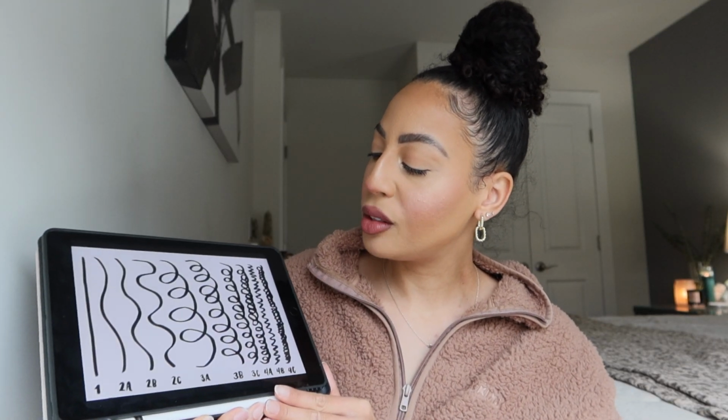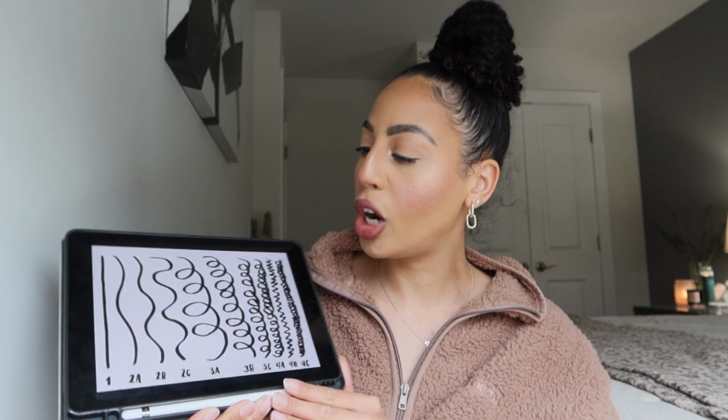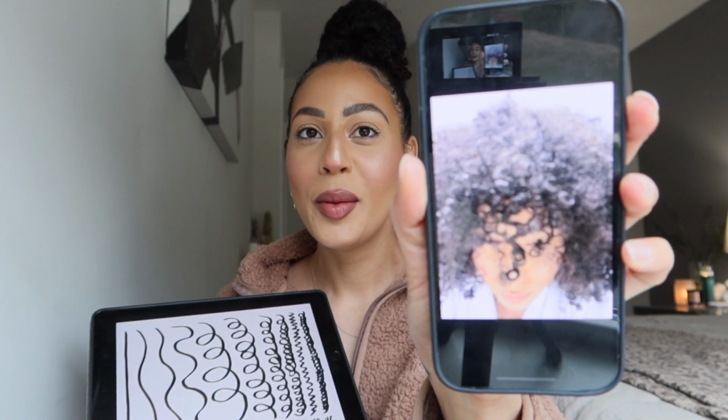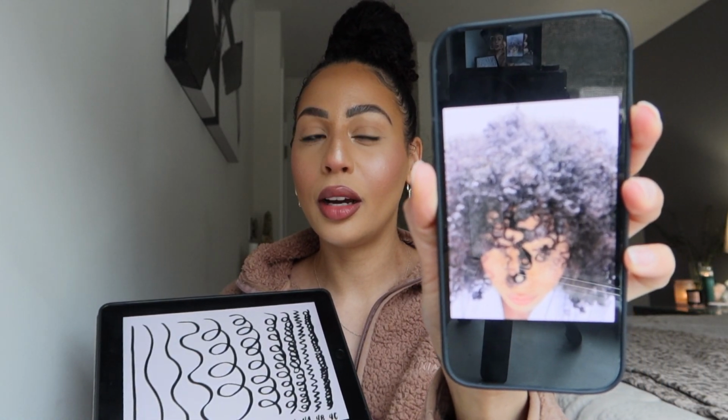So let me know how you guys feel about this curl typing chart. I will throw a picture of my hair up on the screen so you could see what I mean with my curls. They're just all over the place. When I look at this, even in one clump of curls, first of all, I do the prayer hands method, so I don't really be defining.